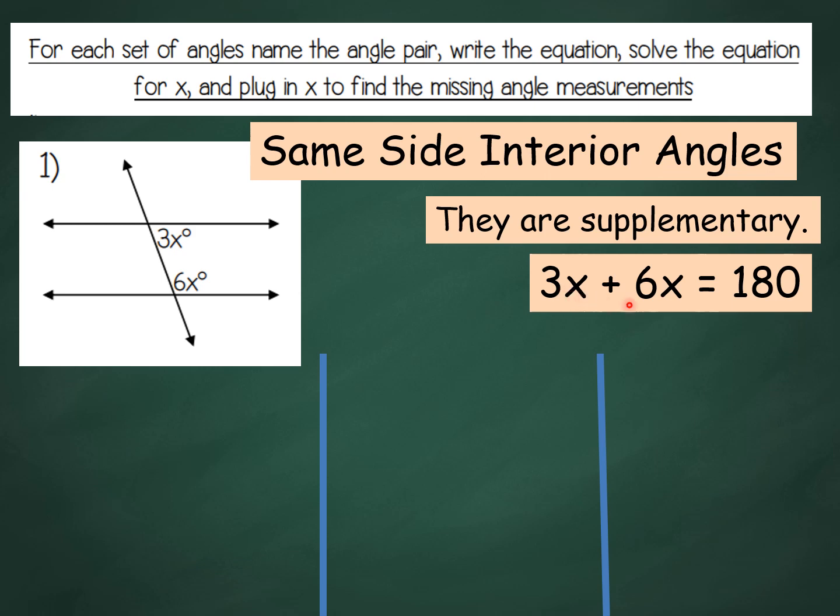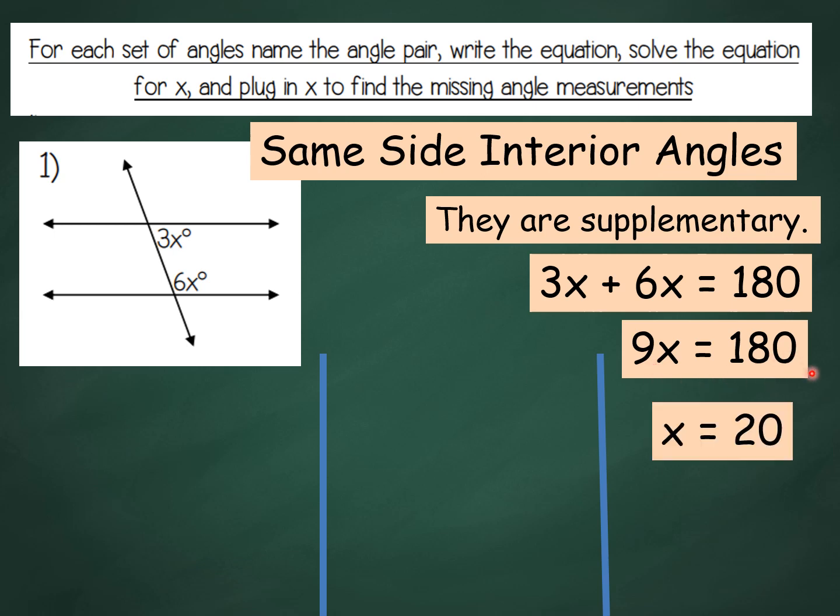So, we have 3x plus 6x is equal to 180. Isi-simplify po natin. So, we have 9x is equal to 180. So, divided by 9 sa parehong side. So, we have the value of x which is 20.